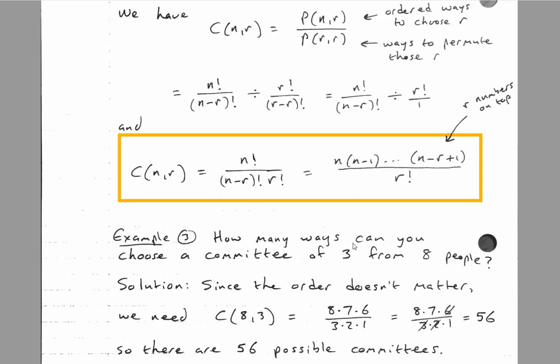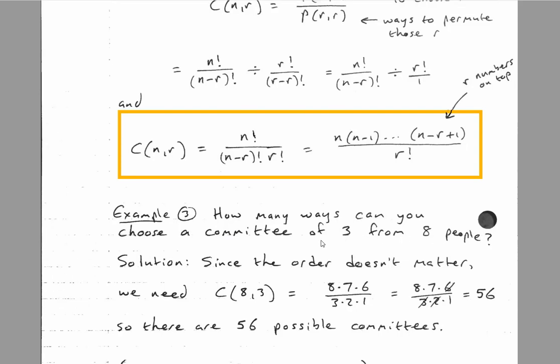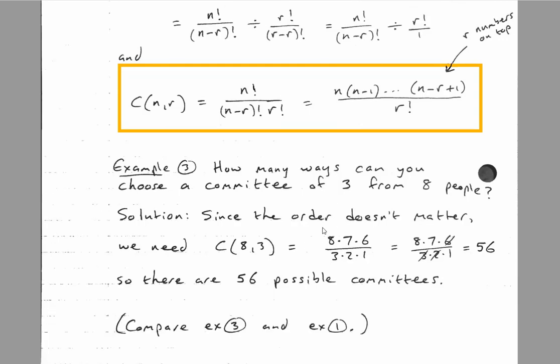Example 3, how many ways can you choose a committee of 3 from 8 people? So now this is a combination, because for the committee it doesn't matter the order of the people. You just want a team of 3. Okay, so that's the key thing in these questions. You have to figure out, does the order matter or does it not matter? If it matters, it's a permutation. If it doesn't matter, it's a combination.